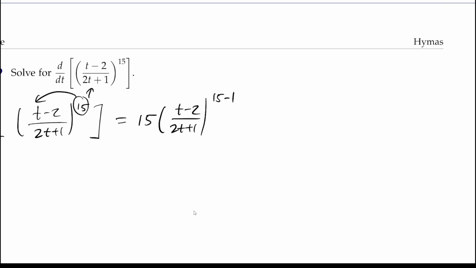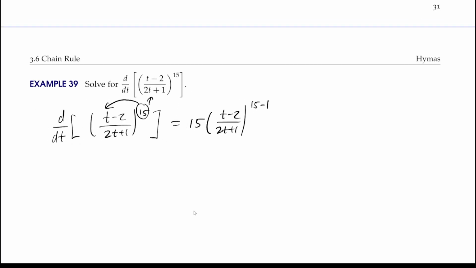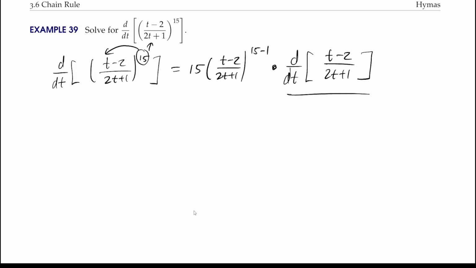Okay. Do not stop here, though. This is not the final answer because I have to then multiply by my adjustment term. What is my adjustment term? That is d/dt, in this case, of my interior, t minus 2 over 2t plus 1. This is itself a quotient rule. So we're going to get to the stage where you're going to have a chain rule inside of a quotient rule, or like this case, you have a quotient rule inside of a chain rule. That's normal. We're going to start layering these techniques, product rule, quotient rule, all of that comes together, okay?